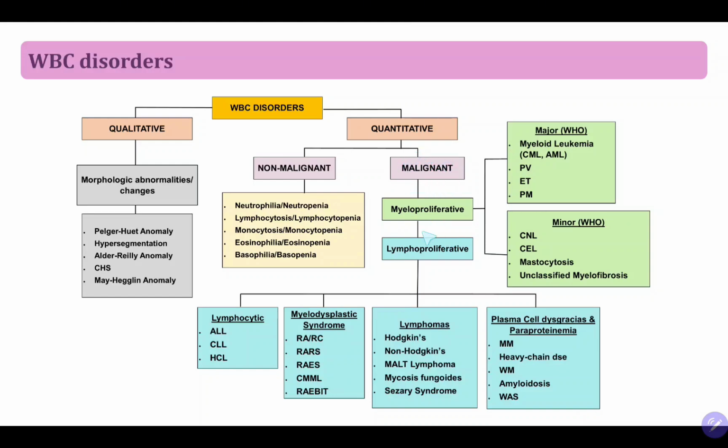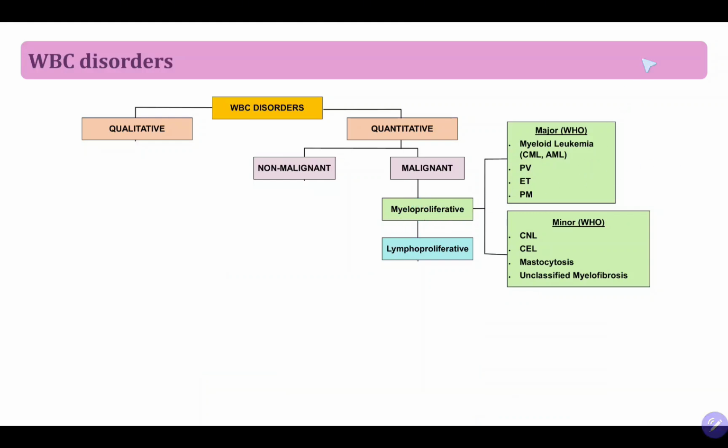We have already discussed the lymphoproliferative disorders, which are classified into four. So now we'll be focusing on the myeloproliferative neoplasms. Myeloproliferative neoplasms are divided into two based on the WHO, or the World Health Organization: the major myeloproliferative neoplasms and the minor myeloproliferative neoplasms. We will be discussing some of the disorders under these classifications, and the rest are for your readings.